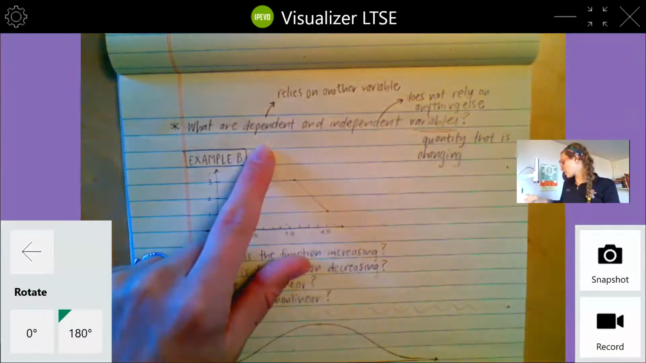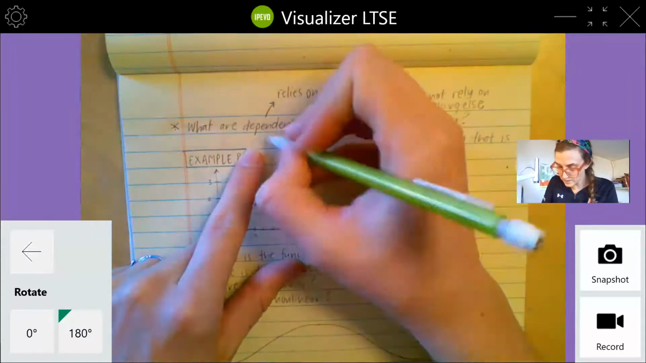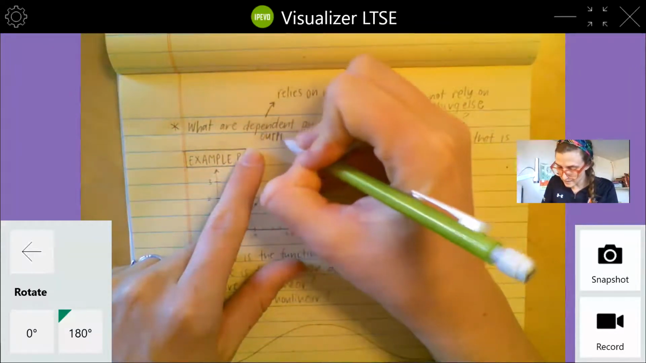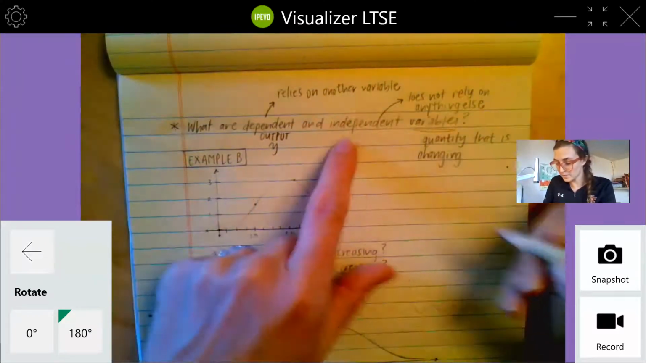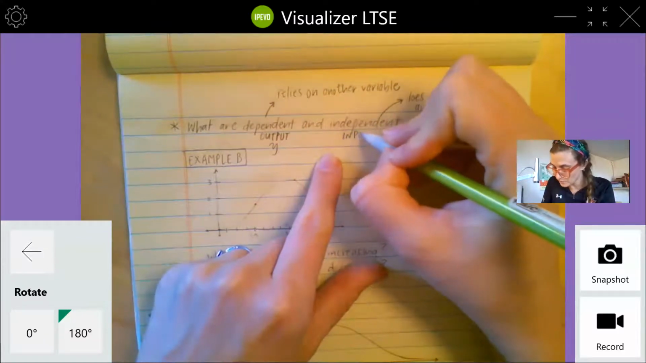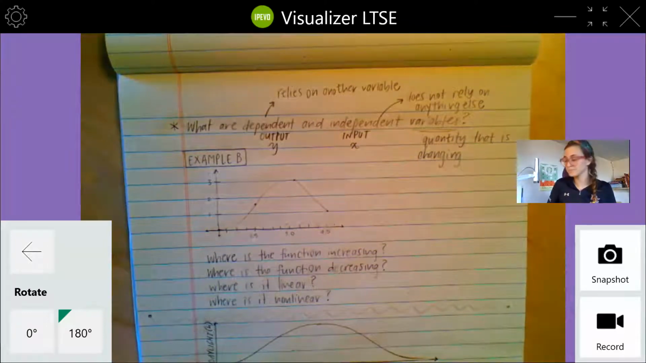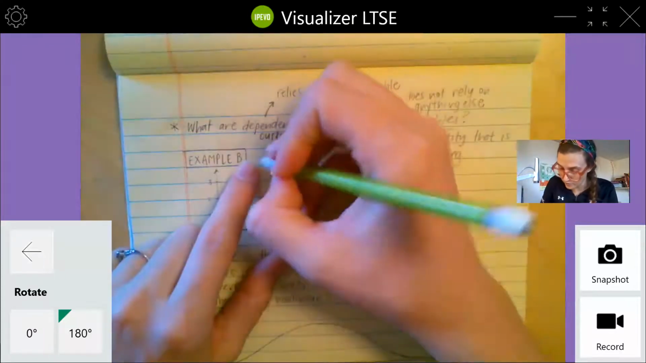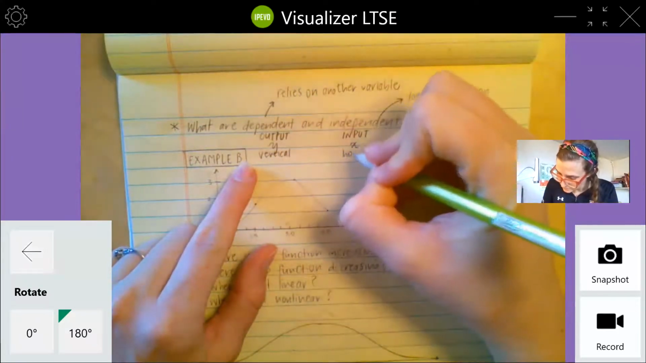Our dependent variable is always going to be our output, and it's usually denoted by y. Our independent variable will always be our input, and it's usually denoted by x. Okay? The independent variable is going to be on the horizontal axis, and the dependent variable will be on the vertical axis. Vertical, horizontal.